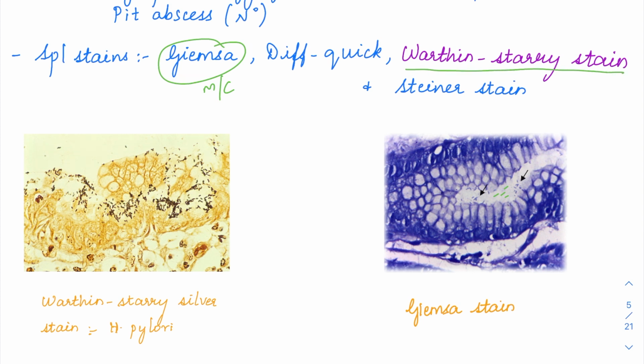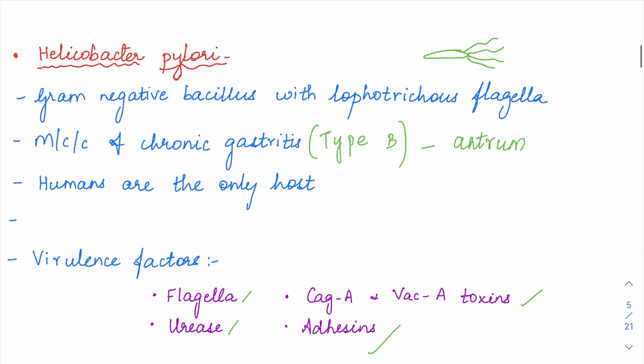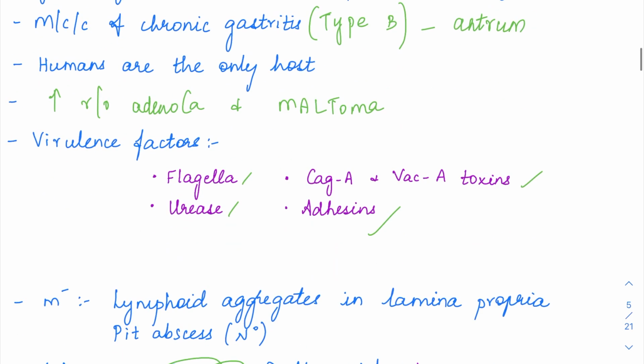So Warthin-Starry stain is a silver stain. Like any silver stain, I've already mentioned it produces a black color. Whatever it is detecting, it is giving a black color, so the organisms appear black here. Other than that, we also have Steiner stain, which is also a silver-based stain. And the most important thing about H. pylori is that it doesn't stop with causing gastritis and peptic ulcer disease. It has an increased risk of adenocarcinoma of the stomach and also maltoma. Maltoma is a lymphoma. So both maltoma and increased risk of gastric adenocarcinoma are triggered by H. pylori.